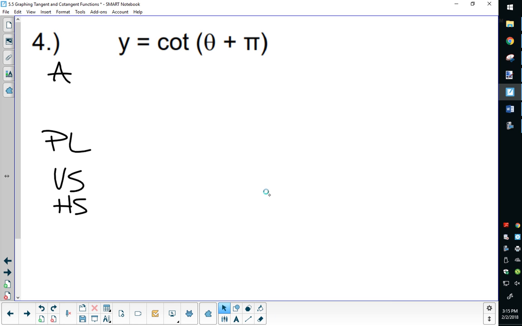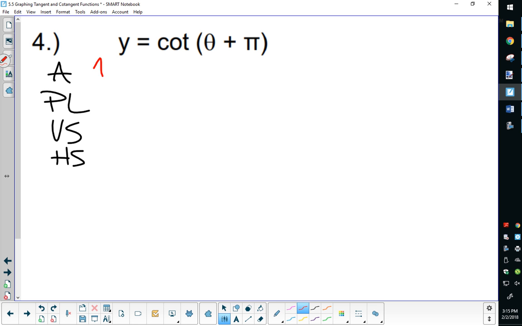If I'm doing amplitude, Angel, what's your amplitude going to be? 1. What's your base period length always? Pi. There is no vertical shift, and your horizontal shift is pi. Which direction is this pi right here taking us? Is it taking us to the left or to the right? Left. It's plus, so we go left.